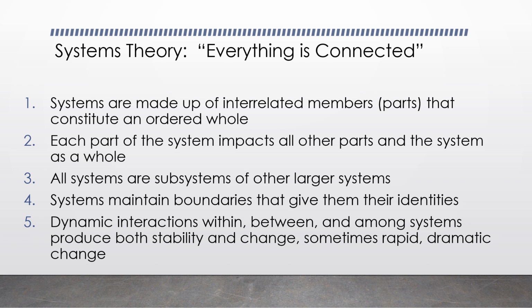Every individual is connected to other individuals, to their environments. Nothing really exists or works in isolation. So systems are made up of interrelated members or parts that constitute an ordered whole. You can think of a system as an organized entity that's made up of interrelated and interdependent parts. Each part of the system impacts all other parts and the larger system as a whole.